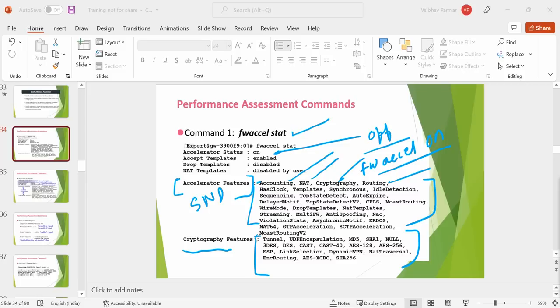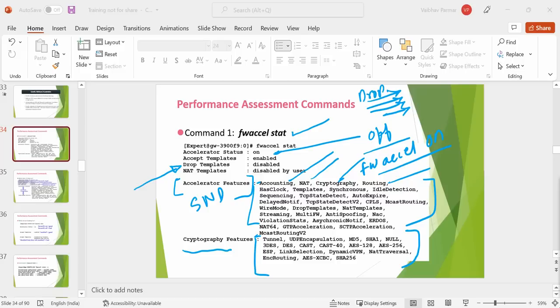Then we have something called NAT template and drop template. For the drop template, we enable this feature when a certain situation occurs in our environment. For example, when we are under a DoS attack or DDoS attack. At that time, we enable the drop template, which, based on its algorithm, looks at the packet sequencing. If it sees that the three-way handshake is not happening, and all the SYN packets are only hitting your firewall with different references, it just drops those packets.